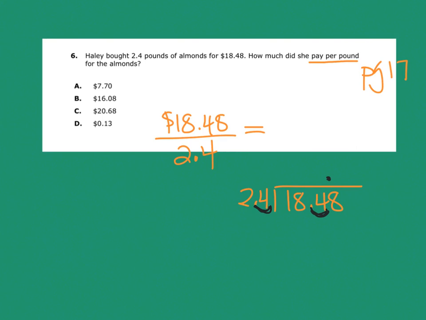All right, we're going to try a 7. 24 times 7 is our first number, and that is 168. When I subtract from this, I'm going to get 16. Bring down that 8, and I have 168 again, so that's going to be another 7. When I subtract, I get 0 remainder. So 7.7 in money would mean the same as $7.70 is how much 1 pound would cost.